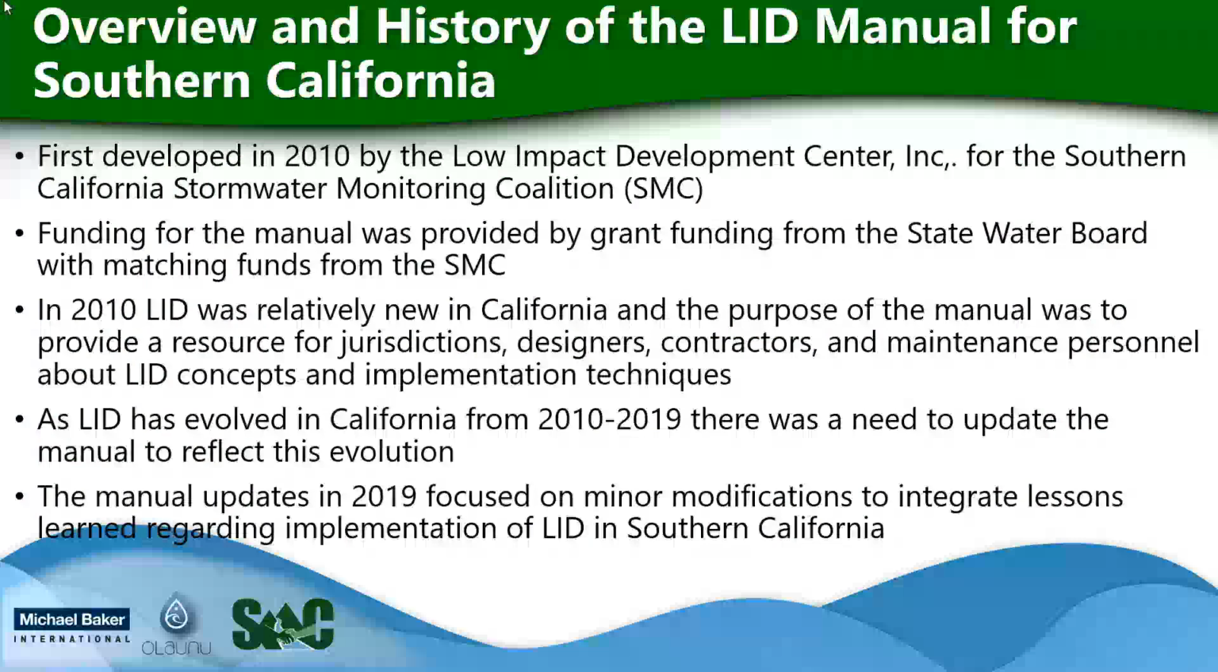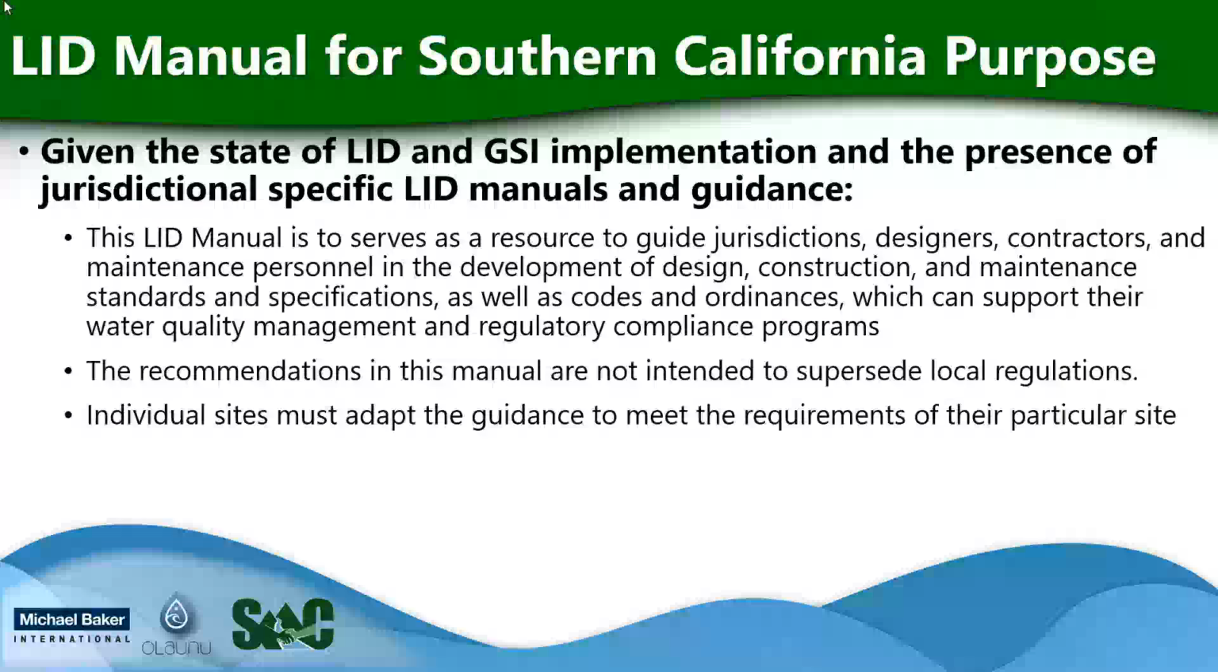The purpose of the LID manual for Southern California, given the state of LID and GSI implementation and the presence of jurisdictional specific LID manuals that weren't around when the original manual was formed, is that the manual serves as a resource guide to jurisdictions, designers, contractors, and maintenance personnel in the development of design, construction, and maintenance standards and specifications, as well as codes and ordinances, which can support their water quality management and regulatory compliance programs.